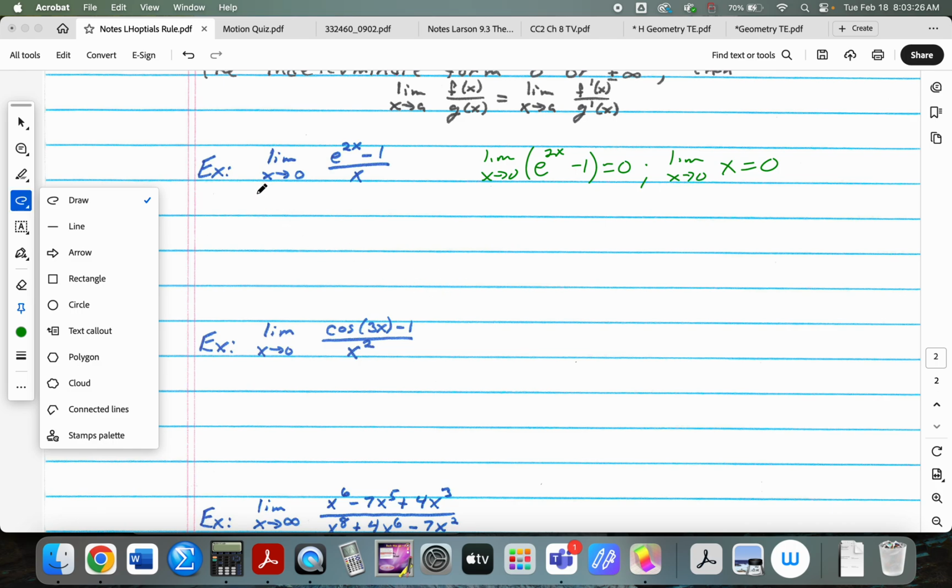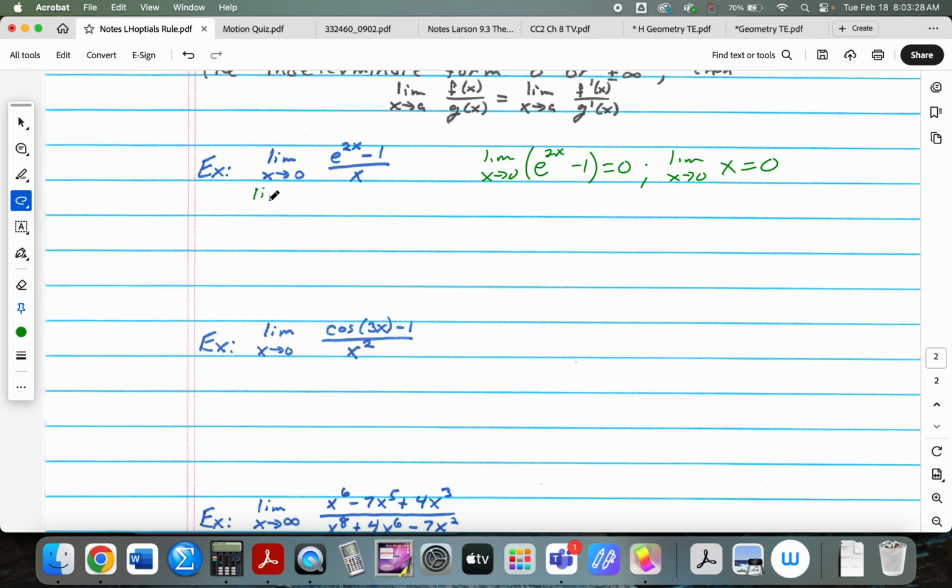So now we'll just take the derivative of the numerator and the denominator independently of one another, so we're not using the quotient rule. The derivative of e to the 2x will be e to the 2x times 2, because of the chain rule. And the derivative of the negative 1 is 0, so that just goes away. The derivative of x is just 1.